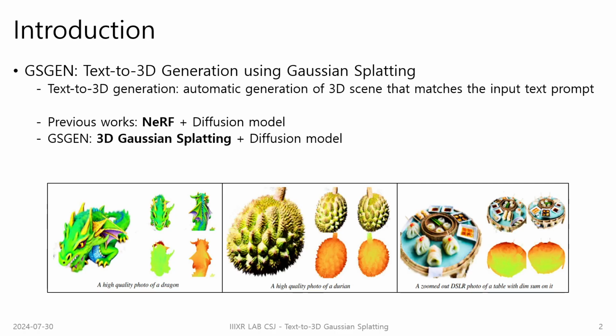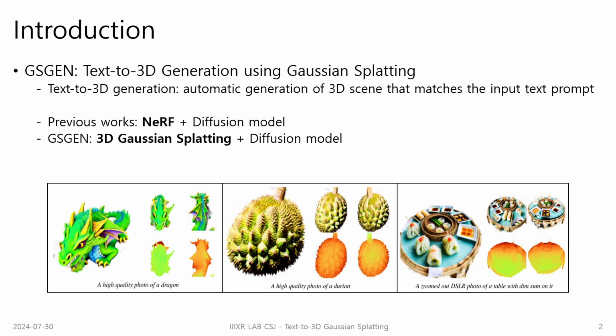GSGEN aims to automatically generate a 3D scene that matches the input text provided by the user. This task is referred to as Text to 3D Generation. Recently, there's been a lot of exciting progress in the field with the use of NeRF technology and diffusion models, making it a promising and active area of research.